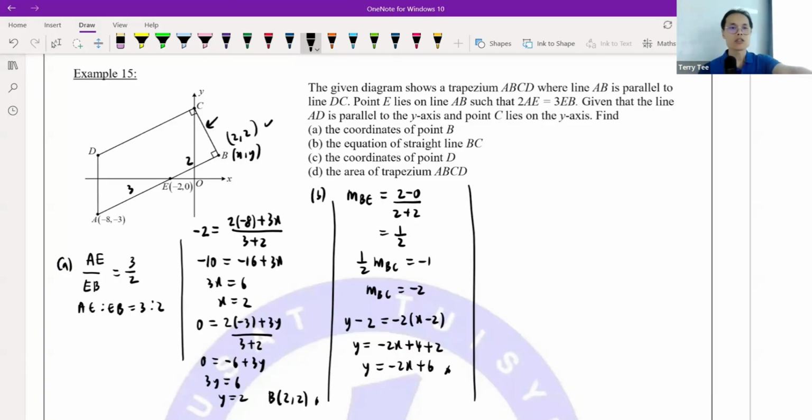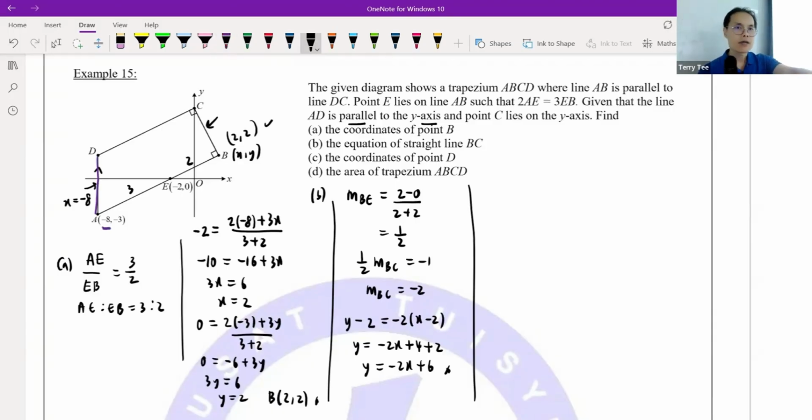Okay, then they say find coordinate point D. So one thing you need to take note. They say AD is parallel to y-axis. If AD is parallel to y-axis, this line has an equation of x equals negative 8. It's a vertical line. Vertical line has equation x equals a number. And my x value here is negative 8. Can you see that? My x value is negative 8.